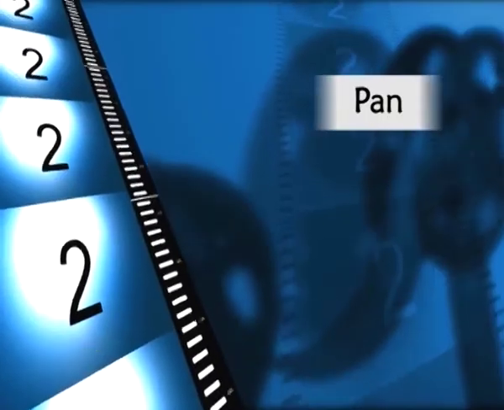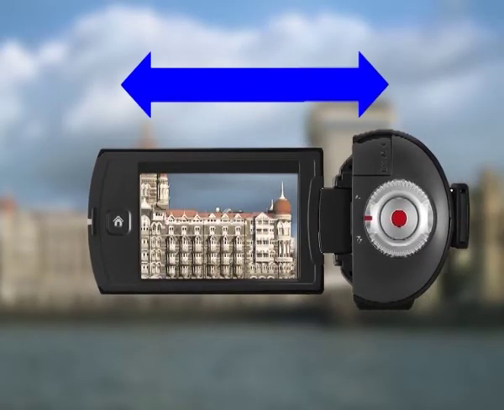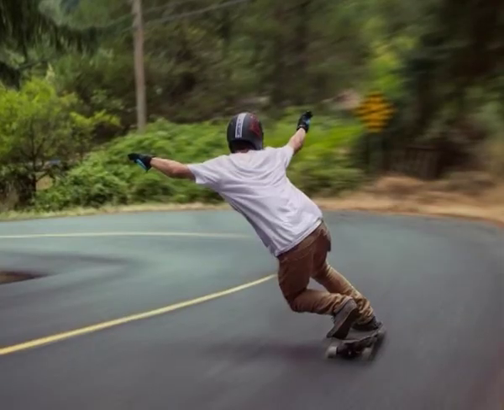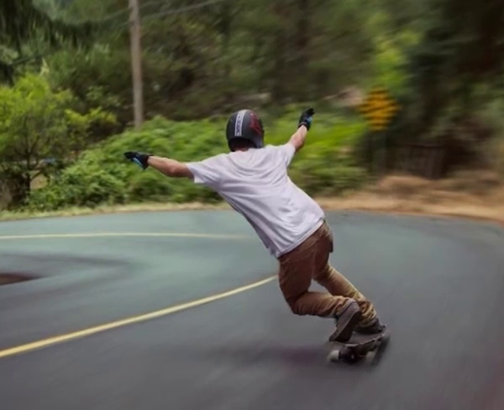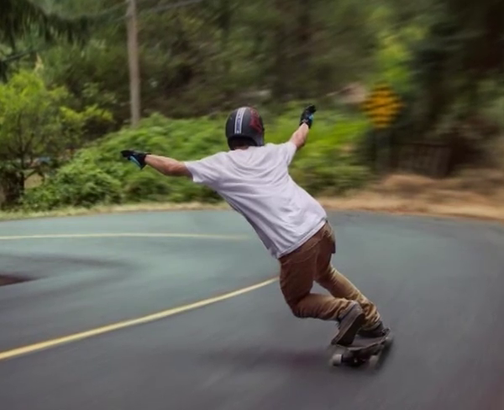First, pan. The term pan applies to the left or right horizontal movement of the camera. Pans are very easy to operate with both mounted and unmounted cameras. But there is one operational limitation with pans. If the camera is moved too fast, there will be a strobing effect which will be very disturbing.